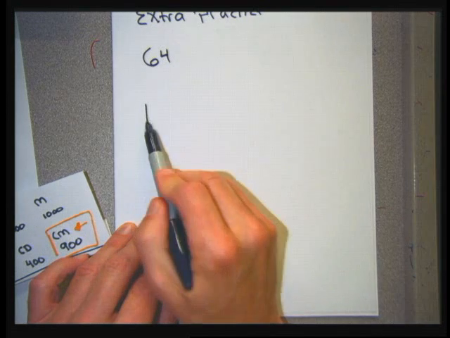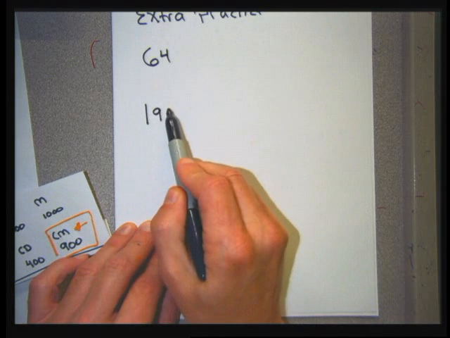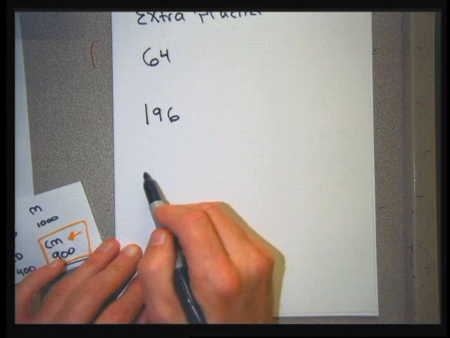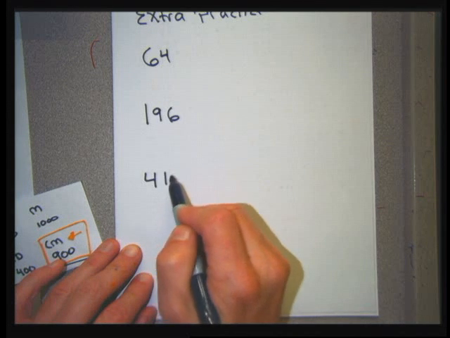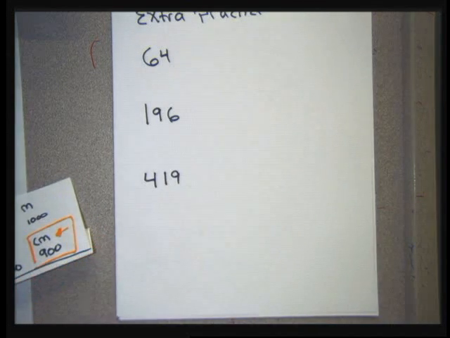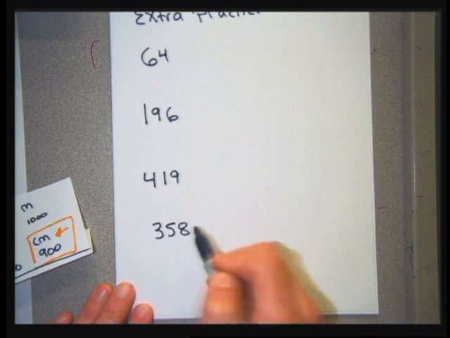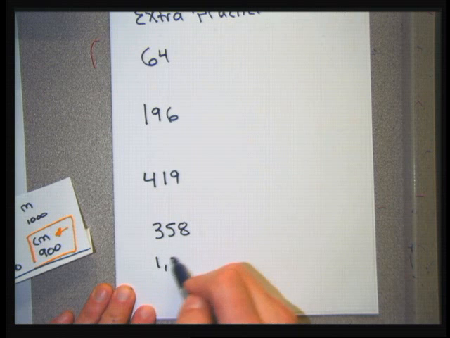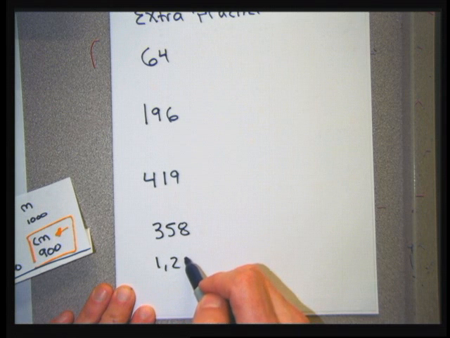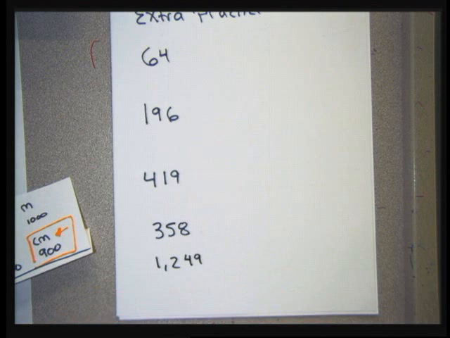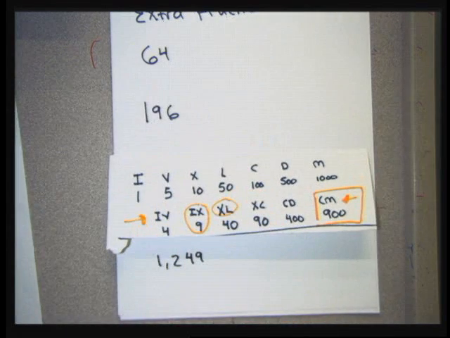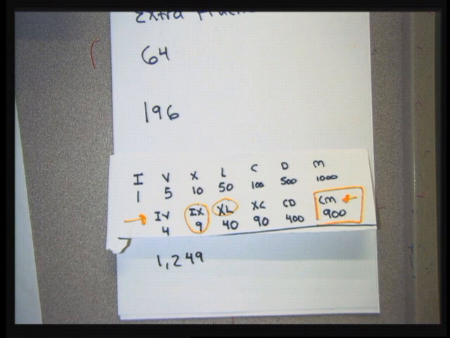64, 196, 419. Notice I'm putting lots of 4s and 9s because those make things hard. 358 and 1,249. So pause the video if you don't mind. Try to work each one of these problems. You should definitely have that in front of you unless you have that memorized. And when you unpause the video, I'll work these problems out.